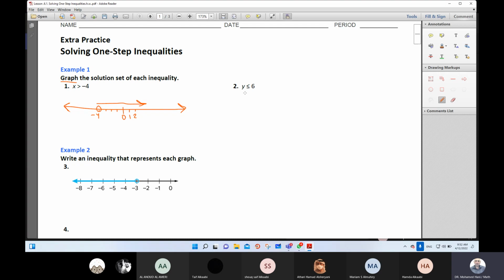Okay. The second idea here, y less than or equal to 6, and we want to graph. So the first step, draw the number line, represent the 0 in the middle. We have here 1, 2, 3, 4, 5, 6. And here the negative side, negative 1, negative 2, etc. Then represent 6, this is 6. Look to the sign. We have in the sign equals. Means draw a shaded circle.